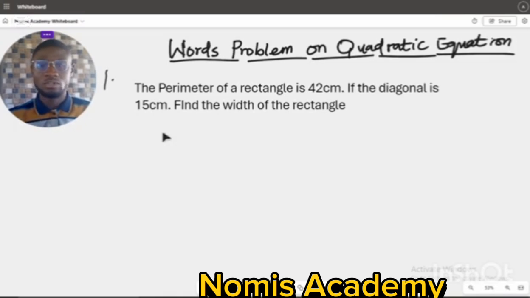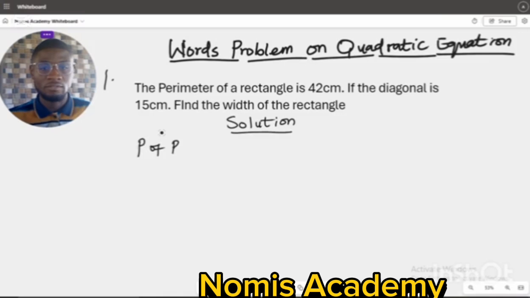There is no way you will solve this question without it leading to a quadratic equation, but let's try. Let us begin to see what we have on the board. Solution. So let us interpret what we have on the board. The perimeter of a rectangle is 42 centimeters. So let's say the perimeter of the rectangle in question here is equal to 42 centimeters.